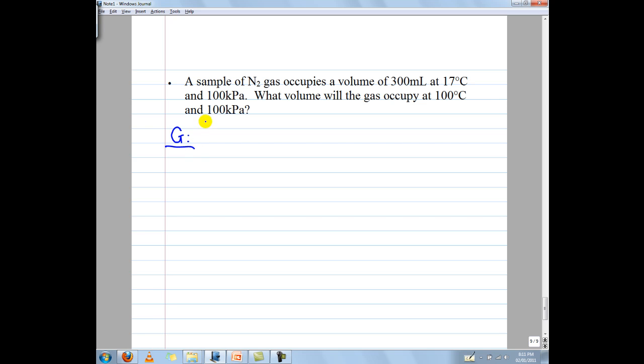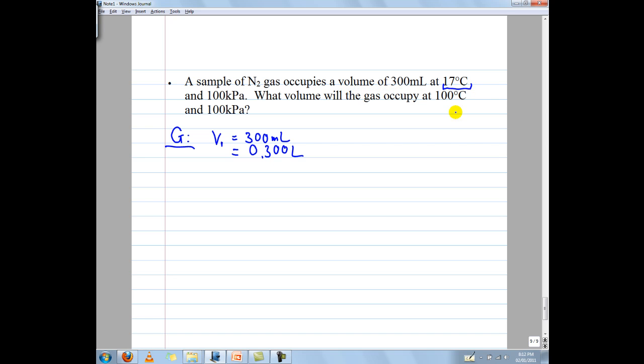So let's start with our givens. First of all, a sample of nitrogen gas occupies a volume of 300 milliliters. As soon as I see this, I write down volume is equal to 300 milliliters. However, you'll notice that there's another volume over here, so I'm going to write V1, because this is situation number 1, 300 milliliters. Now, I want you to get in the habit of writing it in liters. So that becomes 0.3 liters, because later on we'll be using the ideal gas law, and that only allows liters. You can't have it in milliliters, it must be in liters.